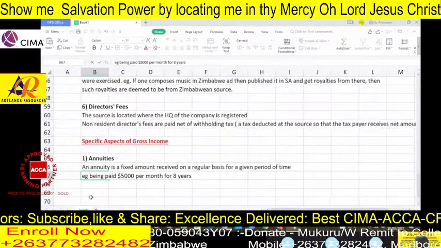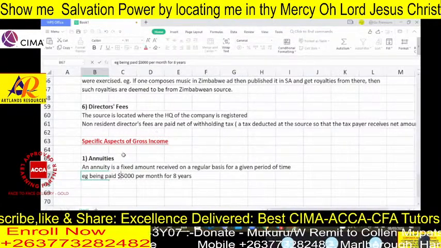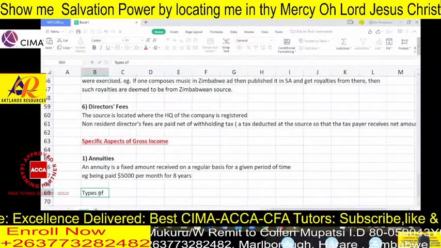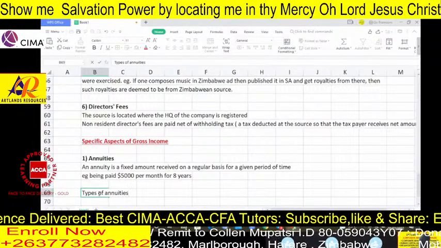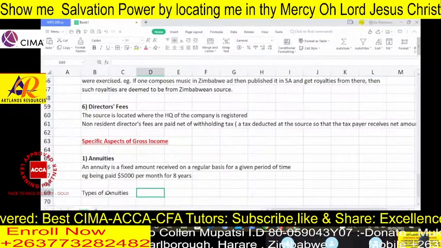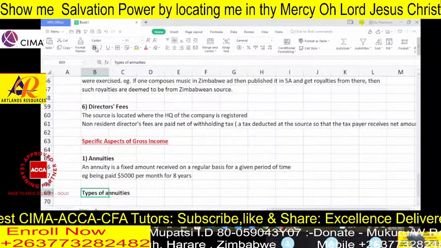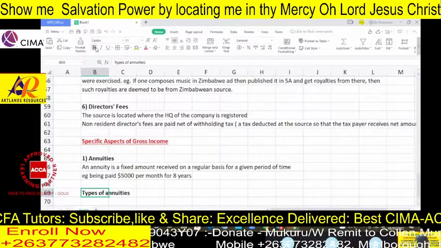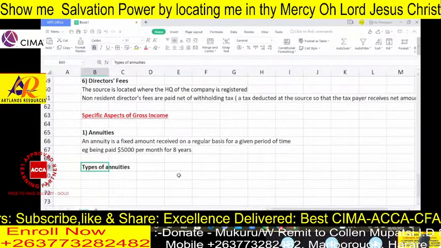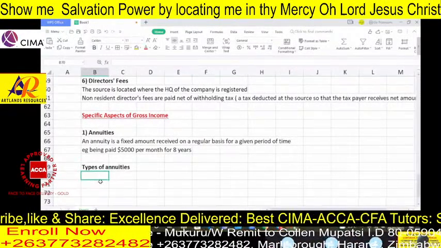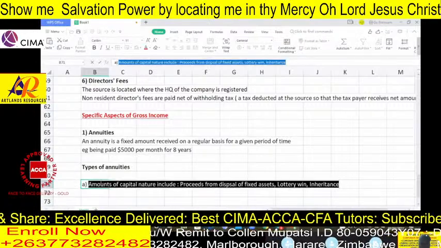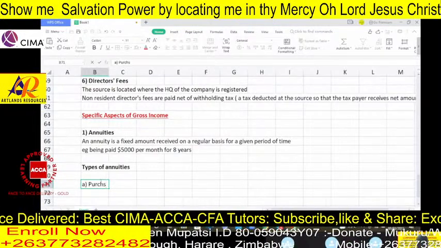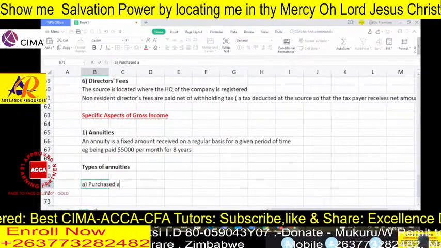Now, let us have types of annuities. There are various types of annuities at our disposal, quite a lot of them. The first one is a purchased annuity.